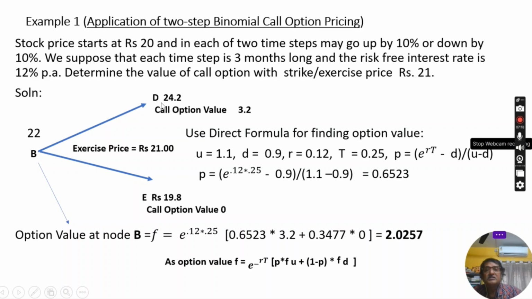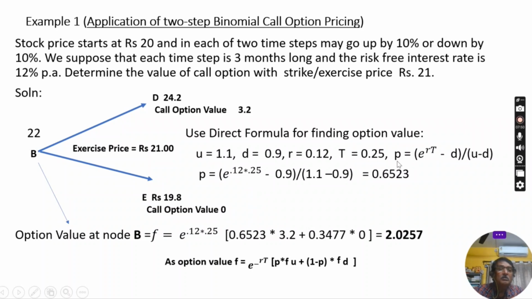Okay, now this is the end price after the second step. This is the up price, this is the down price, and this is the call option value at this point, and this is the call option value at this point, and you have to find out the option value at this point. But we know how to find out the option value at this point by using the formula that I have discussed in my previous video, that I have used here. So this is the formula.